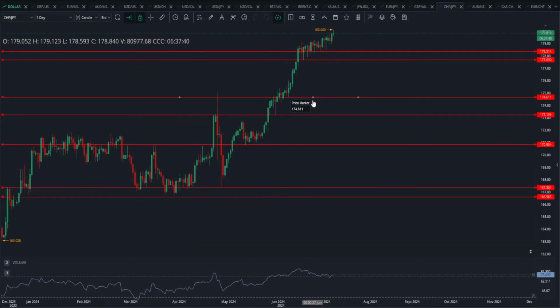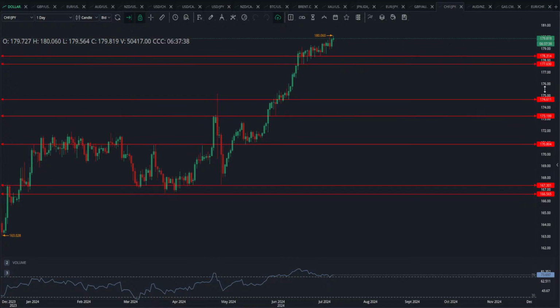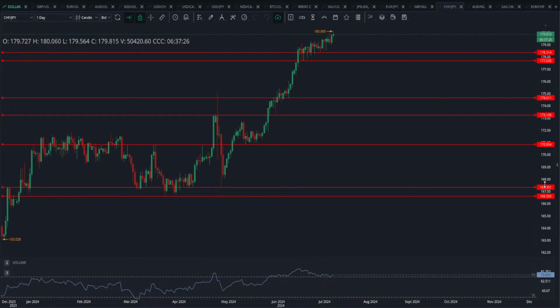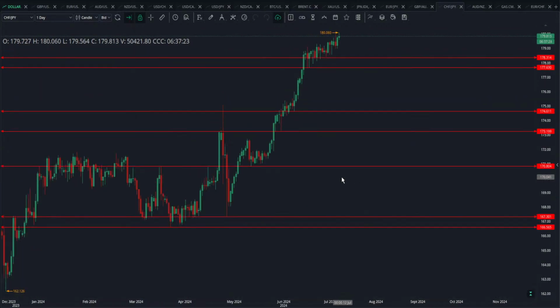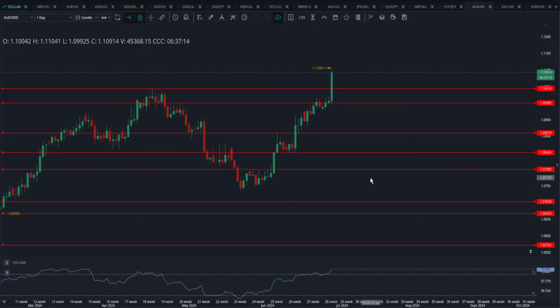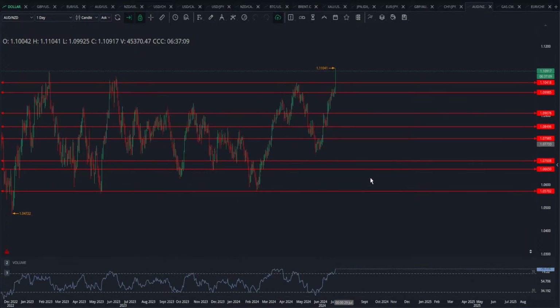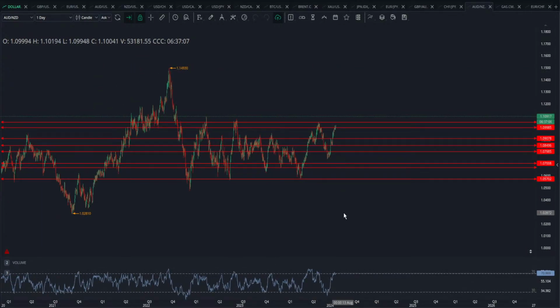CHF/JPY is slowly and steadily moving upwards. I think this would have been a good long if somebody had taken it, but yes, you don't know it beforehand. You can only expect the Swiss franc to be a good currency against the Japanese yen, but it would have been a very nice trade from 167 to 179. But anyways, we could not do that.